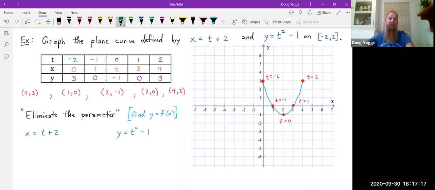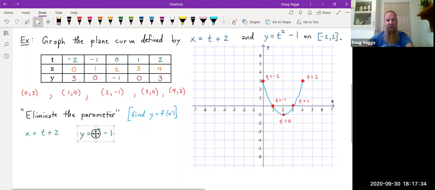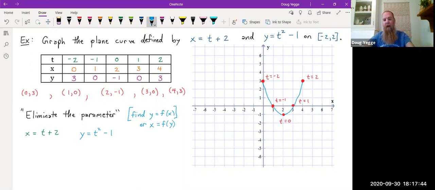So notice if I could solve for t in one of these equations, then I could substitute that value into the other. It doesn't really matter whether we come up with y as a function of x or x as a function of y. We actually could come up with either. I should probably state that as well, recognizing that I could say x equals a function of y. The difference would be whether we solve for t in the x equation or solve for t in the y equation.